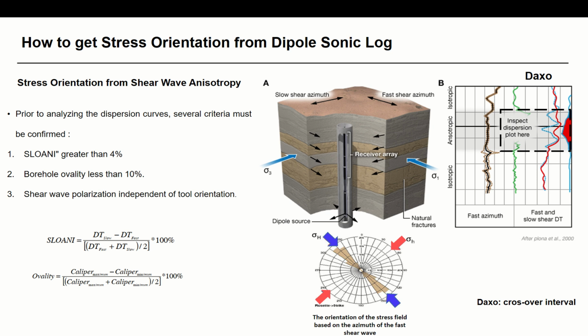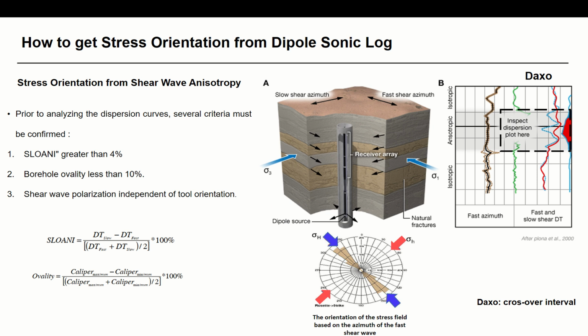I remember that someone asked me this question: should we calculate the slowness anisotropy within the whole wellbore or only within the interval of anisotropy? It should be calculated only within the anisotropy interval. Its value should exceed 44%, which indicates sufficient shear wave splitting and gives confidence to our interpretation of the stress.